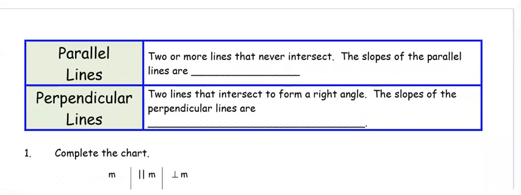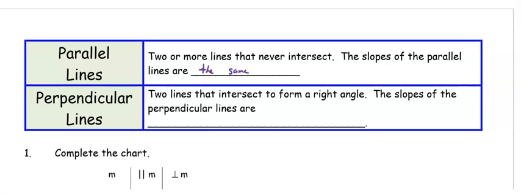In Algebra 1, you also talked about parallel and perpendicular lines. Parallel lines are 2 or more lines that never intersect. The slopes of parallel lines are the same. So if I have slopes of 1/2 and 1/2, those lines would be parallel.